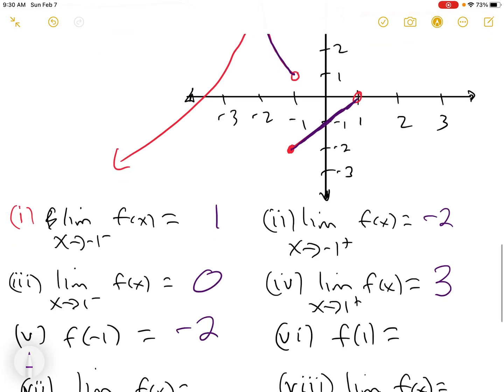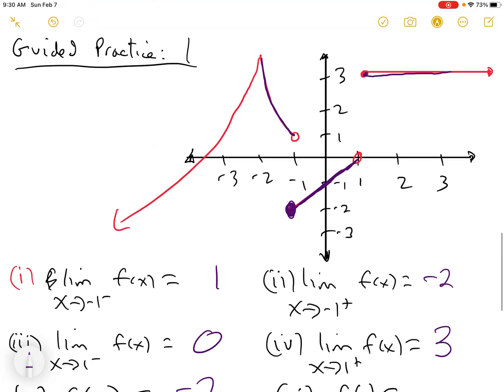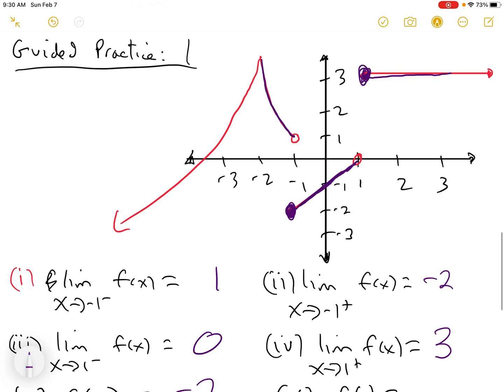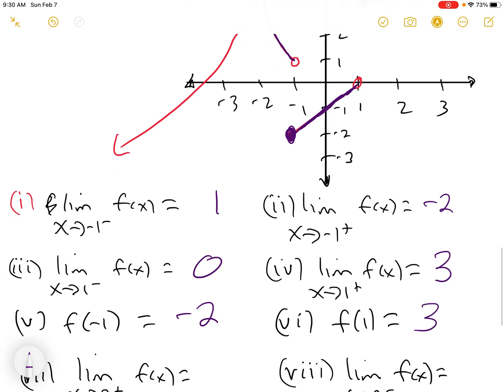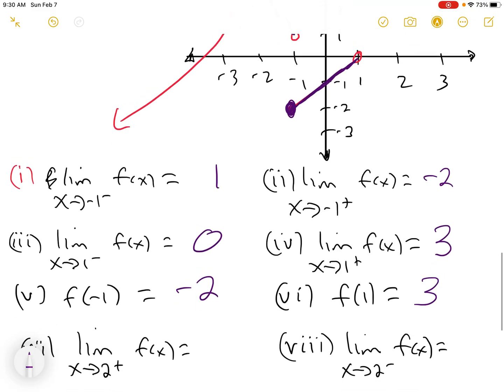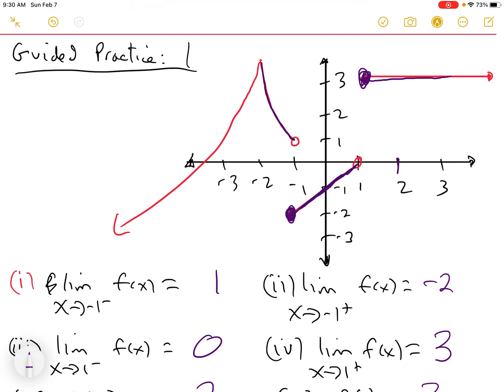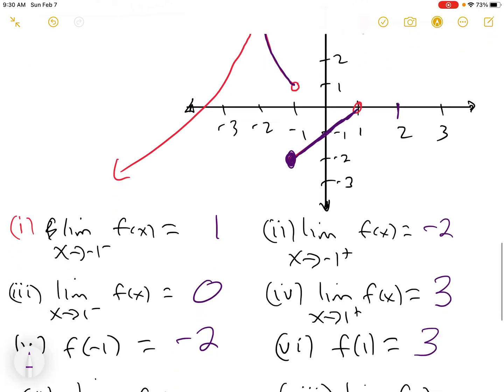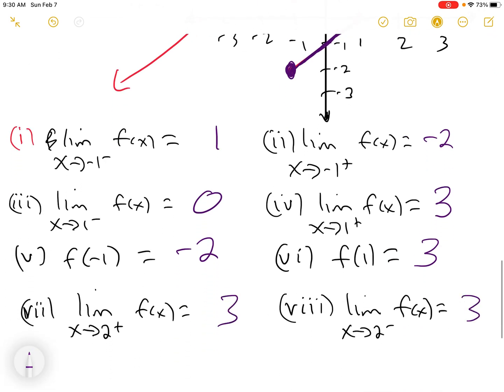f of -1 is -2. It's right here. f of 1 is 3. It's right there. And now we're going to look at 2. So, here's 2 comma 3. And just because the function is defined there, what's the limit as x approaches from the right? It's 3. And what's the limit as x approaches from the left? It's also 3. They're equal. And f of 2 equals 3. This combination will come back in 2.5 as a very good friend of ours.